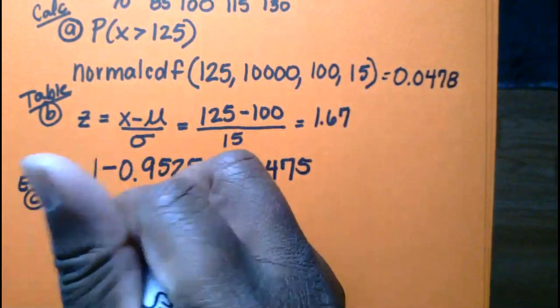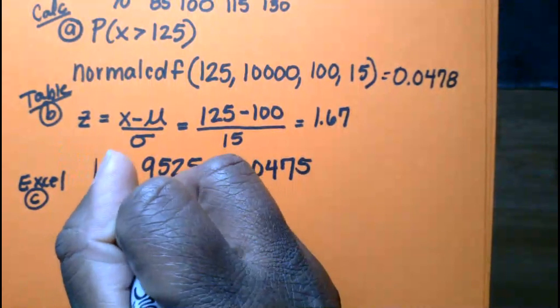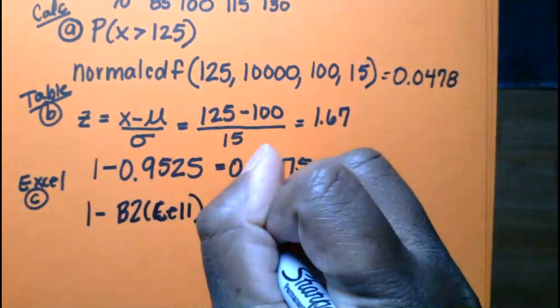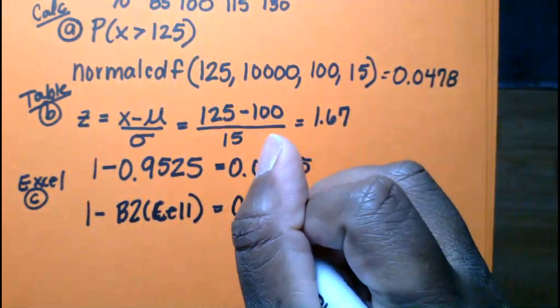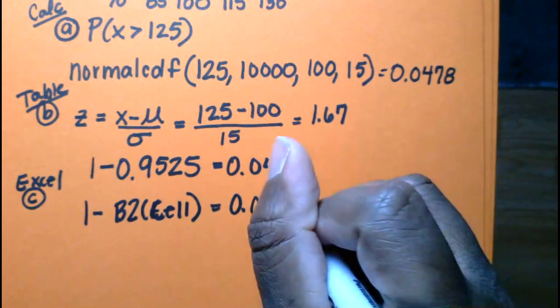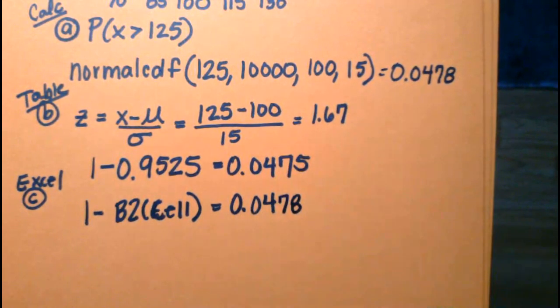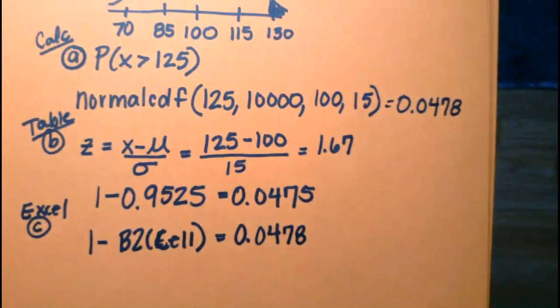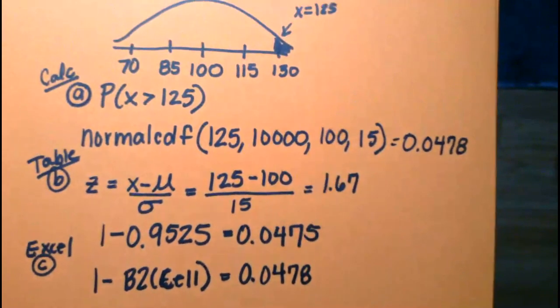So with Excel, we had to do 1 minus our B2 cell. 0.04, I believe it was 78. Let me switch back over real quick. Yep, 78. Okay, so hopefully this helped you with your process of completing your normal distribution problem.